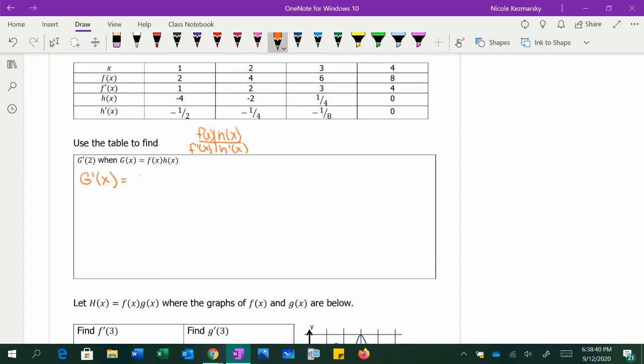And g prime of x is going to be f prime of x, starting in the lower left-hand corner, h of x, plus f of x times h prime of x. G prime of 2 then is f prime of 2, h of 2, plus f of 2, h prime of 2. And then we go up to our table.